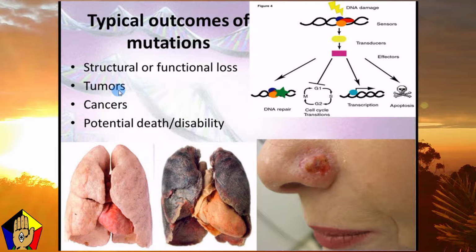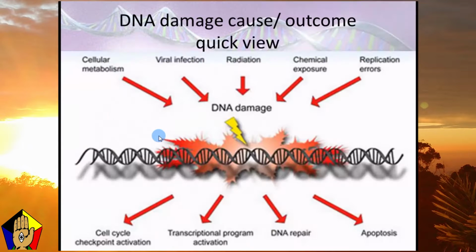Right? Some other outcomes, tumors. So here you can see that smoker, nice pink lungs to the smoker's lungs. You can see kind of cancers, which I should put a little lump in here, but here's skin cancer that's happening on this woman's nose. I'm assuming it's a woman. And then potential death and disability. So those are some of the possible outcomes. And I put this little kind of review or overview slide. There are a lot of changes other than those basic three. Cell metabolism can cause a spontaneous change. So if the cell's not making energy properly or making free radicals, that can cause it.